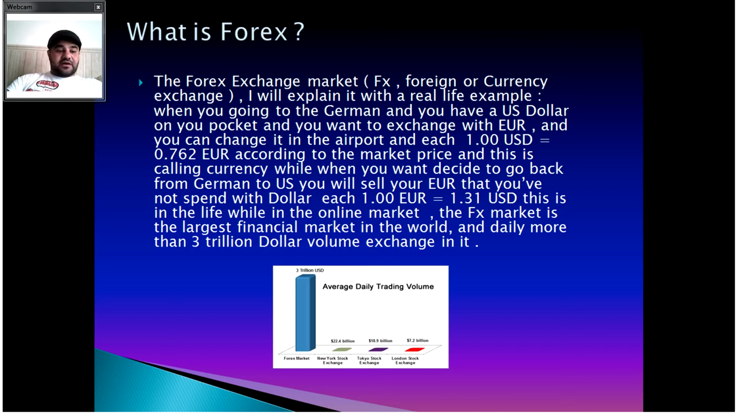For example, if you are American and you want to visit Germany and you have US dollars in your pocket, you want to exchange your US dollars for euros, in any place that you want. As we know, $1 equals 0.762 euro according to the market price. The market price changes day by day according to the global economy and many other factors. That's very simple.